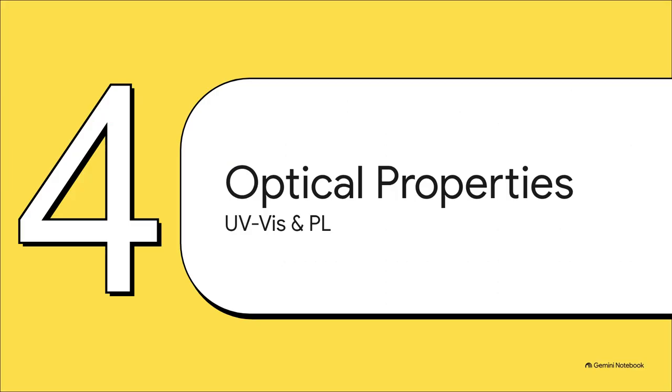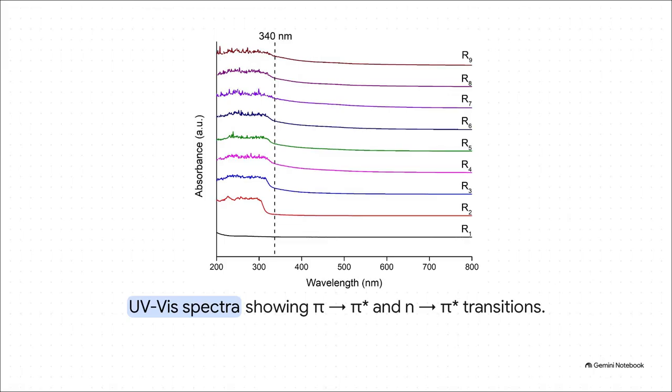Section 4. Optical properties, covering UV-vis and PL. So how does that structural carbonization affect the light? Well, the UV-vis spectra show characteristic pi to pi star and n to pi star transitions at roughly 230 to 270 nanometers and 320 nanometers, respectively. Basically, as the synthesis conditions get more intense, we see increased absorbance and slight redshifts. This is a definitive, surefire indicator that aromatic domains are growing within the nanoparticles as they carbonize.